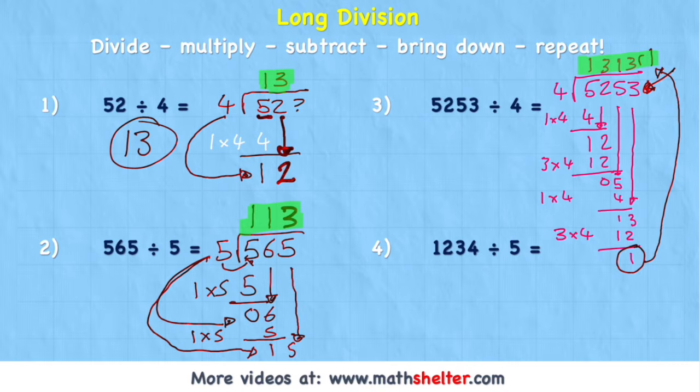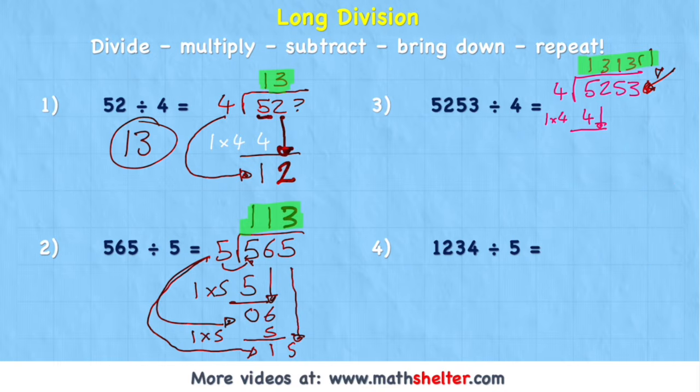Okay, question 4. I think I'm going to need a lot of space for this, so I'm just going to get rid of question 3 for a minute. There we go. So question 4, 1,234 divided by 5. And we have a bit of a tricky start with this one, because when I try to do how many 5s are there in 1, I actually have 0.